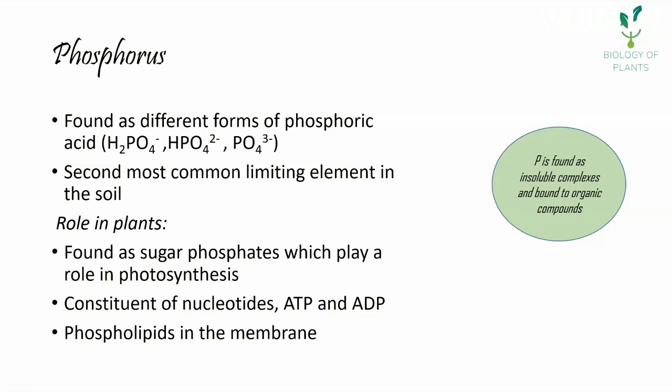Phosphorus is primarily a component of tissue molecules like nucleotides, phospholipids in the membrane and energy molecules ATP and ADP. They are also required as sugar phosphates which are involved in the process of photosynthesis.